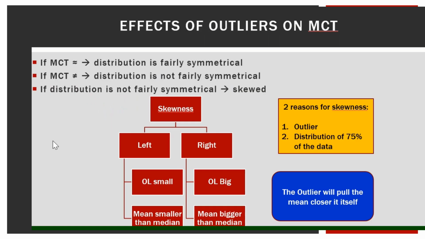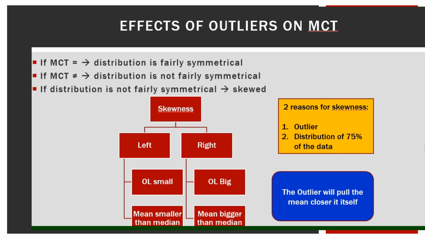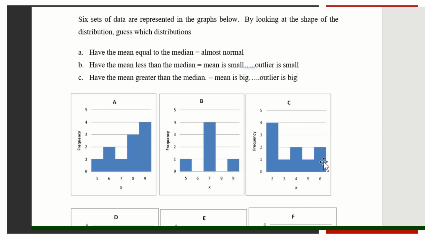You see, when you look at skewness, when it's skewed to the left, your outlier is small. That means your mean is smaller than your median. When you're skewed to the right, your outlier is big. But I don't want you to memorize like that. I don't want you to memorize. So let's take a look.